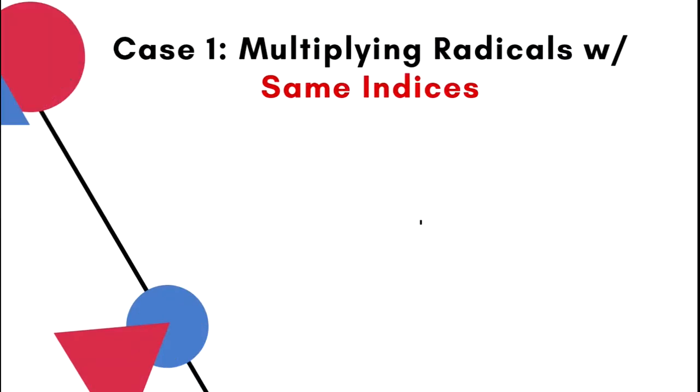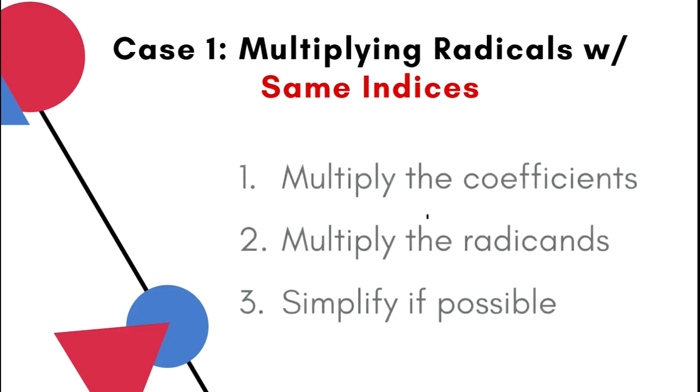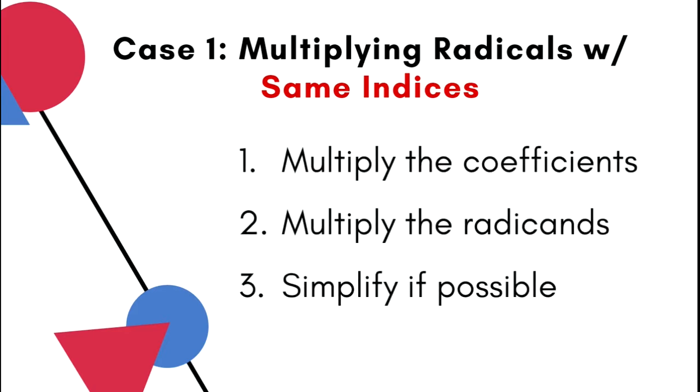In multiplying radicals, we consider two different cases. Case 1, multiplying radicals with same indices. To multiply radicals with same index, we just multiply the coefficients, multiply the radicands, and simplify if possible.